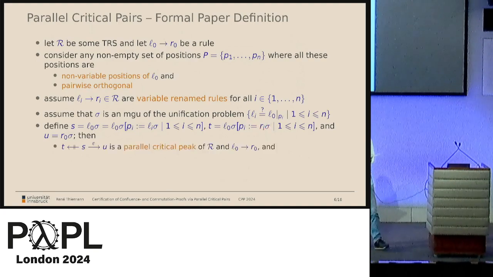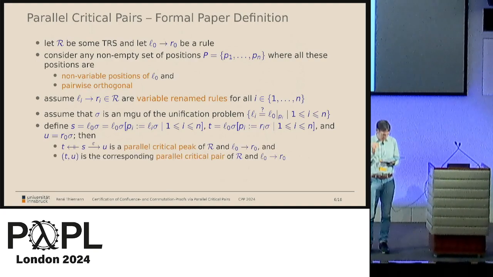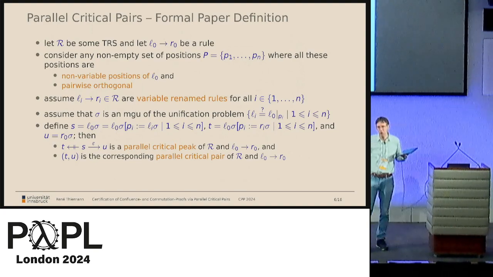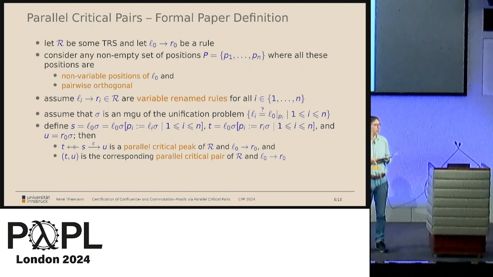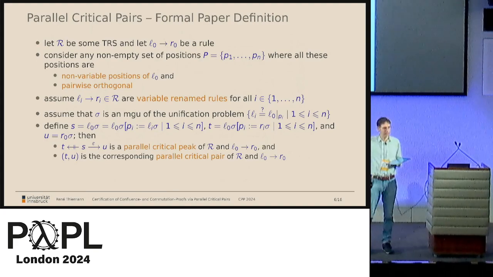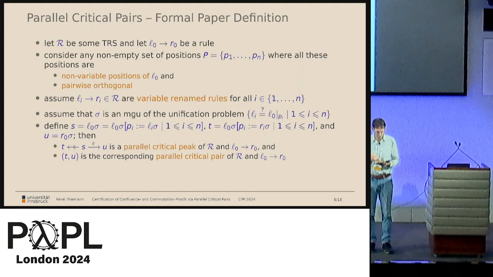Okay, and this is then a parallel critical peak, and the corresponding left and right term is then the parallel critical pair. And this basically captures the possible divergence of a single parallel overlap, local overlap. And now all of these criteria somehow differ in how these parallel critical peaks or pairs have to be merged. So there are certain conditions, rules might be labeled, etc. But the general idea is that we can simulate a local peak by this.